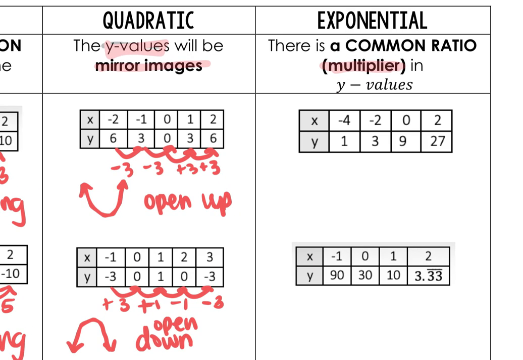So if we look in our first table, we have 1 to 3, 3 to 9, 9 to 27. Well, times 3. 3 times 3 is 9. 9 times 3 is 27. So we see that common multiplication. And since we are multiplying by 3, which is a value that's greater than 1, this table is not only exponential, but this is going to be a growth because it's getting 3 times as big each number.